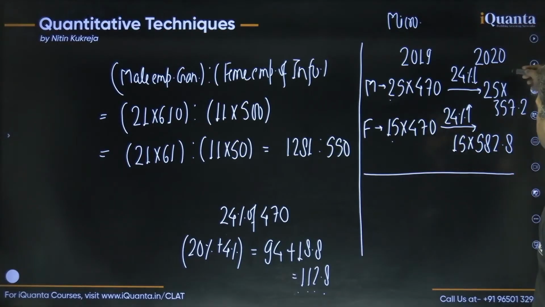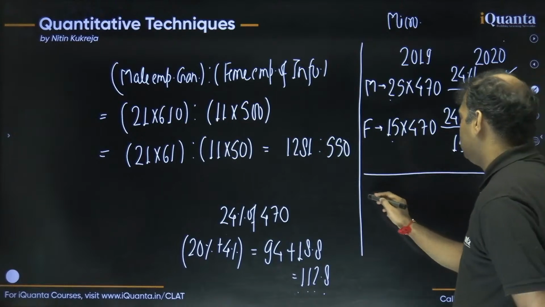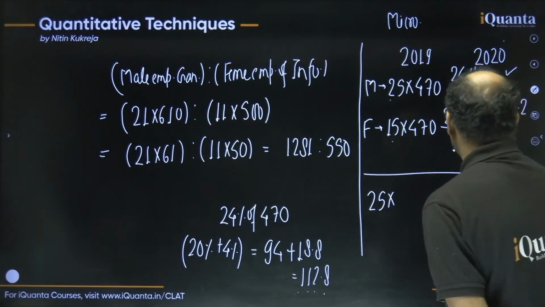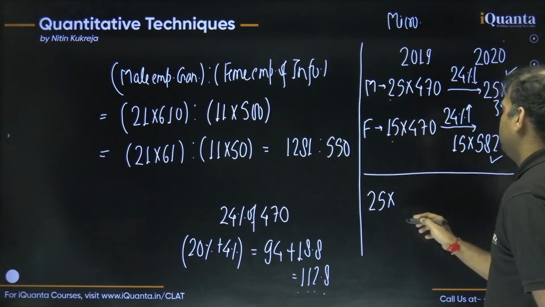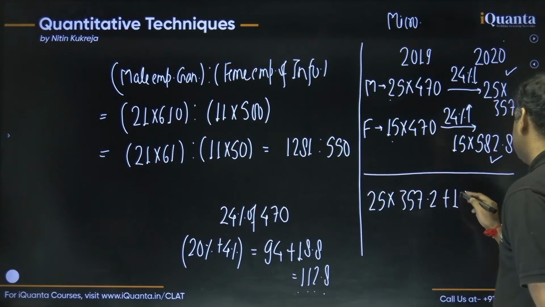So this we can say is the number of male employees in 2020. This we can say is the number of female employees in 2020. Now we just have to multiply and add them, right? If we want to find the total employees in 2020, we have to add these two numbers as well. This is what we need to do in the end.